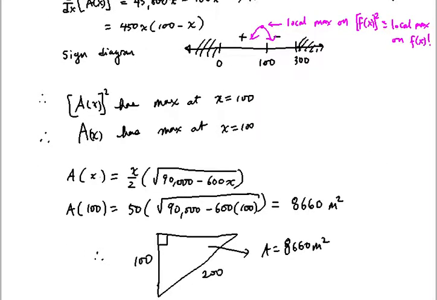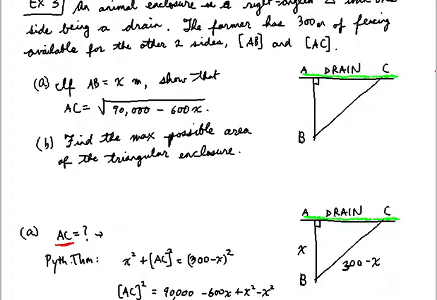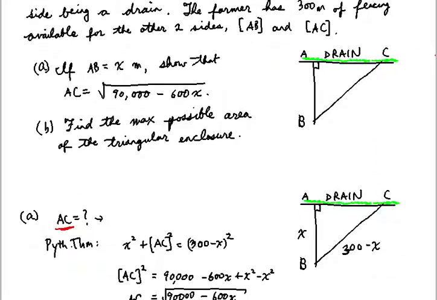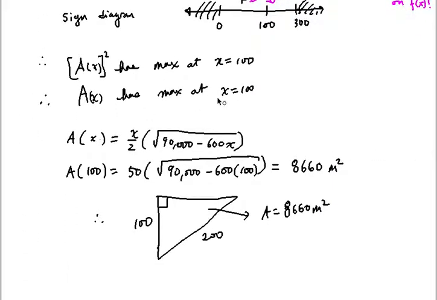And now, I think the question asked me to find the maximum area. So I need to find the value of A at that value of x. So I plug x equals 100 into my function, and I end up with 8,660 meters squared. And that's the maximum possible area in this case.